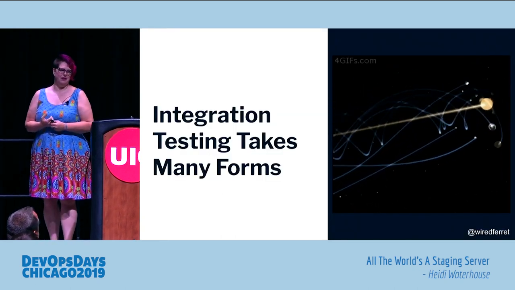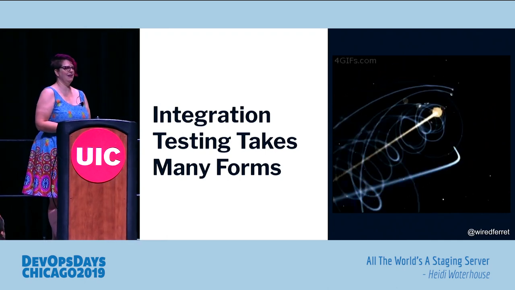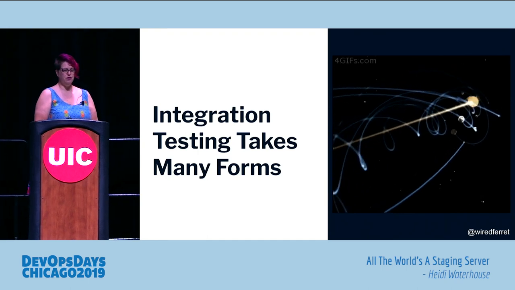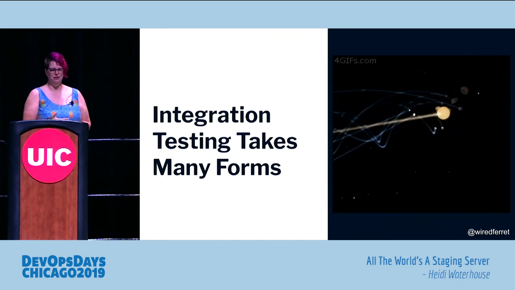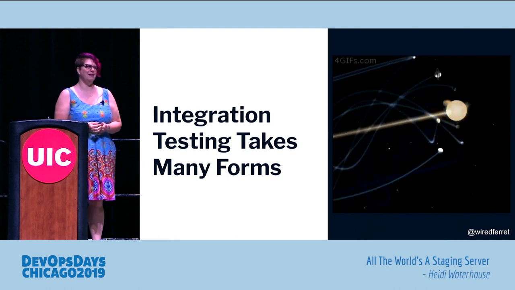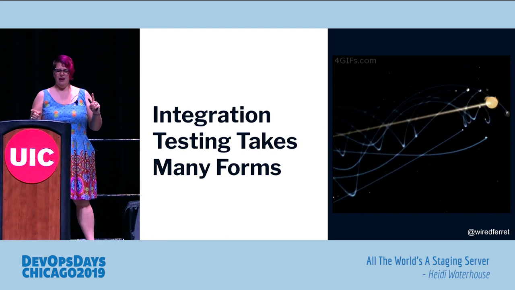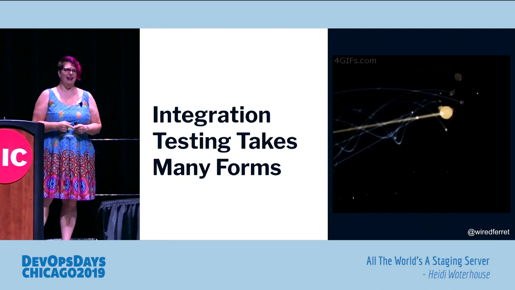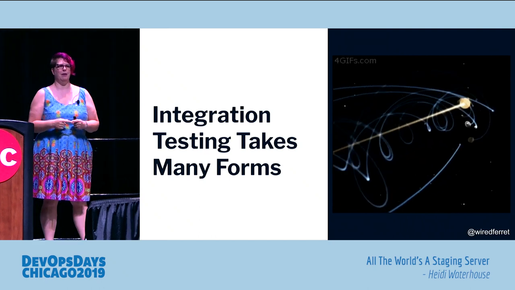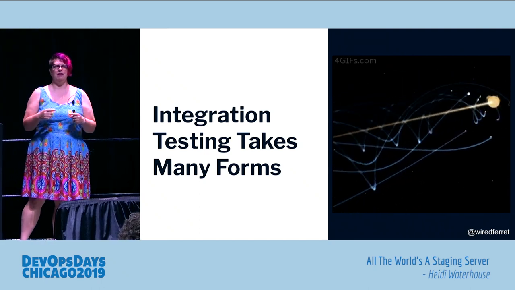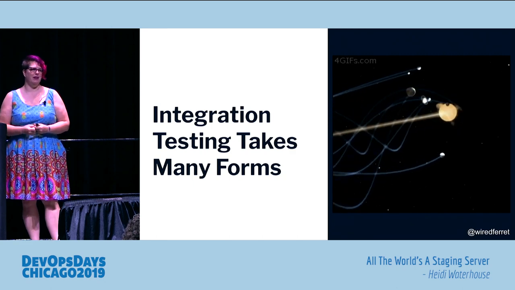Integration testing takes a lot of forms. When we think about integration testing, we think about automated tests and testing plans and sometimes stress tests. But it's really difficult to do full testing in a microservice world because they're not all your microservices. Every new microservice adds a node of complexity, and that means that your math stops being additive and becomes combinatoric.